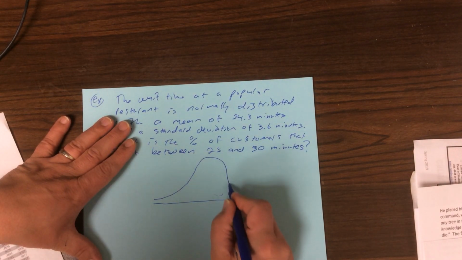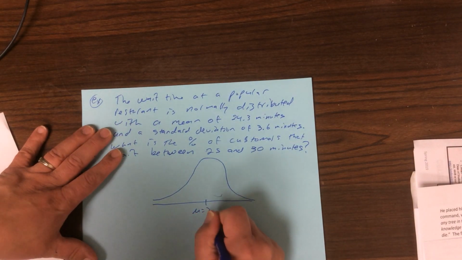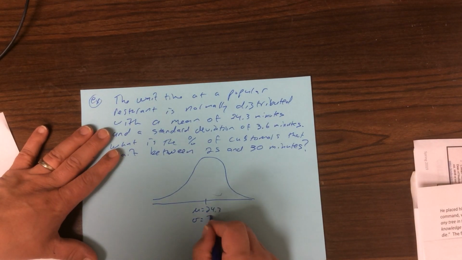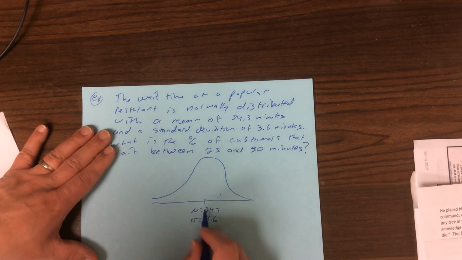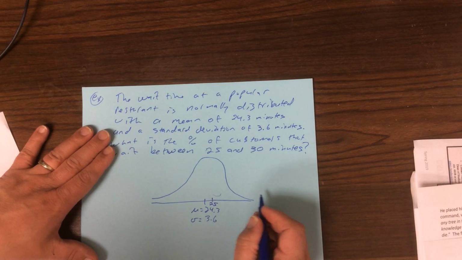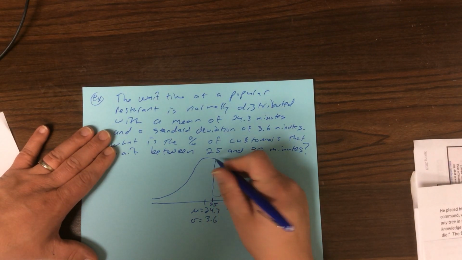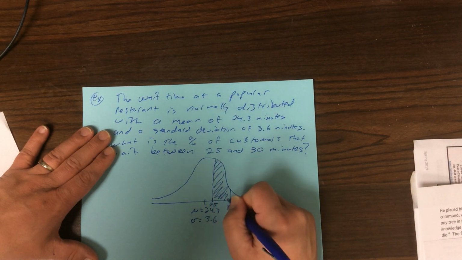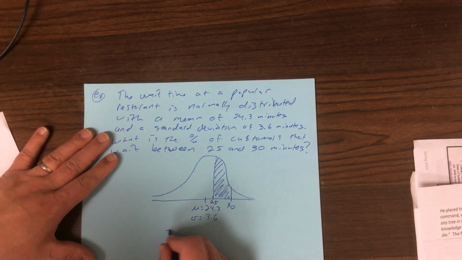So let's actually draw this out. So my mean is 24.3. My standard deviation is 3.6. So notice both 25 and 30 are above the mean, but 25 is not very far above the mean. Only a little bit. 30 is a little further away. And I want to get the area between these two. Okay? So in order to do that, I got to find the z-score for both 25 and 30.